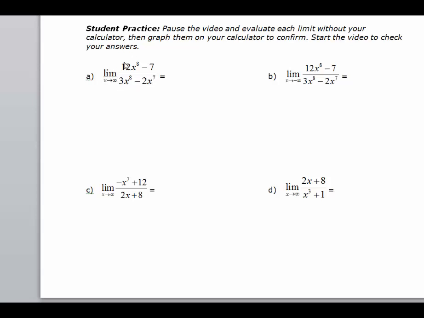Alright, so the first function, we've got a rational function. We know that the limit of this function is going to equal the same as the limit as x approaches infinity of 12x to the 8 over 3x to the 8. We can reduce this. The x to the 8's cancel, and we end up with the limit as x approaches infinity of 4, and the limit of a constant is that constant. So your horizontal asymptote is y equals 4.